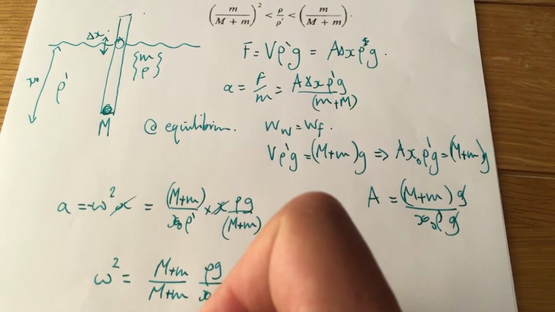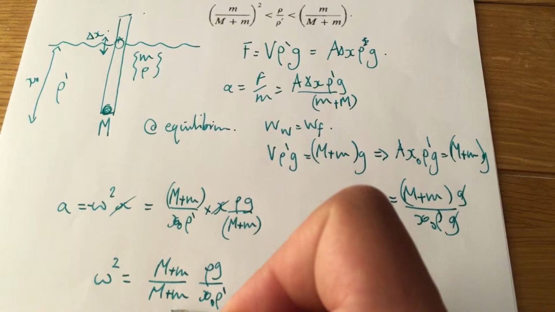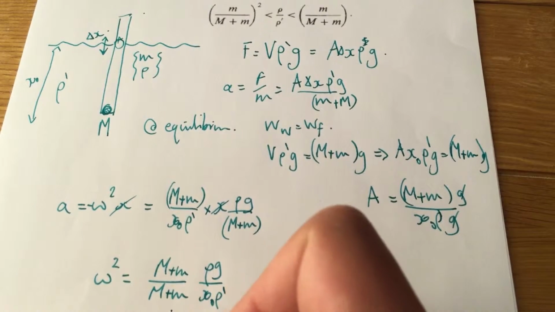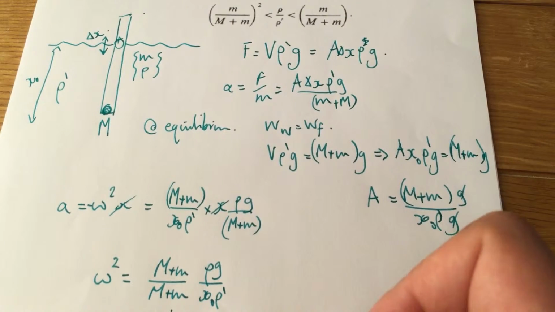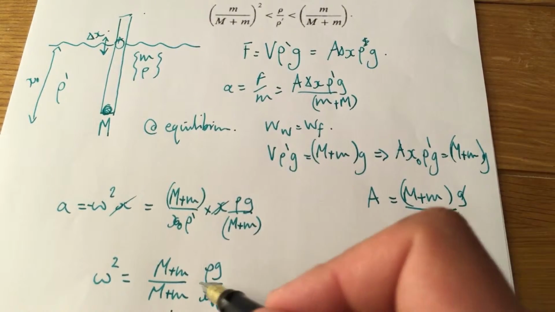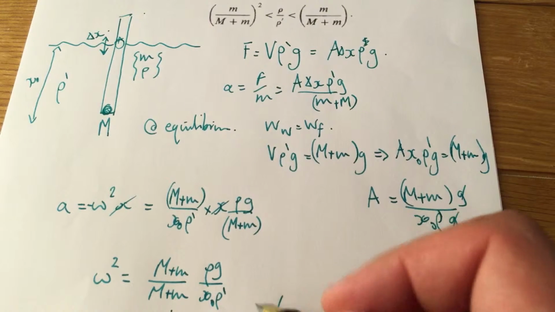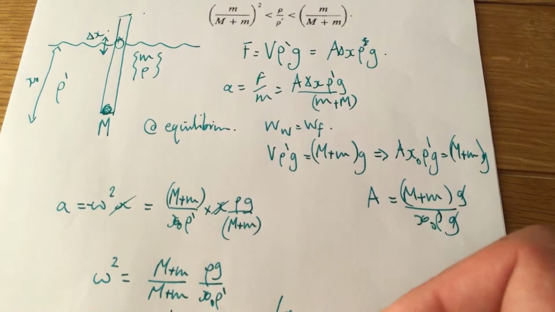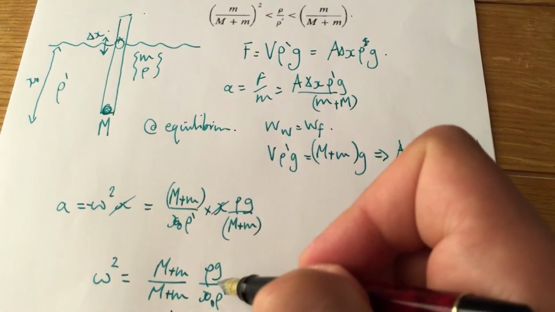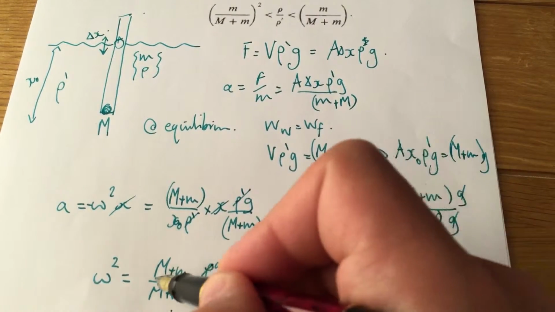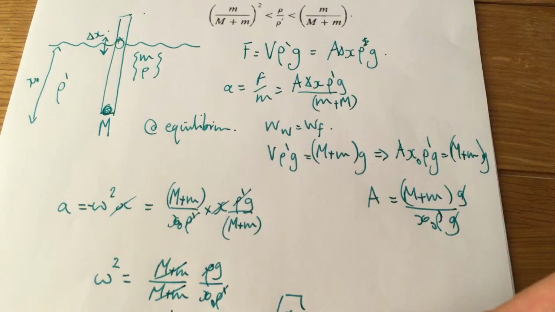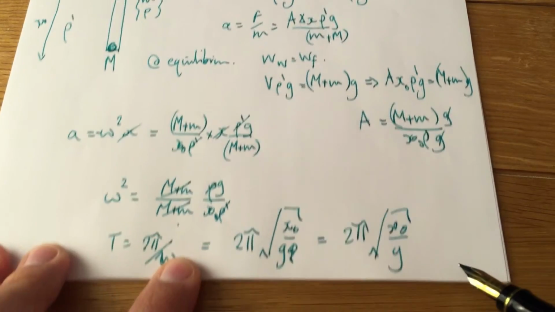We know that T is 2 pi over omega, so that gives us 2 pi root the inverse of that, which of course is x naught over rho over g, because those are the same, which also cancel out. So the answer is 2 pi root x naught over g. Sorry, there we go.